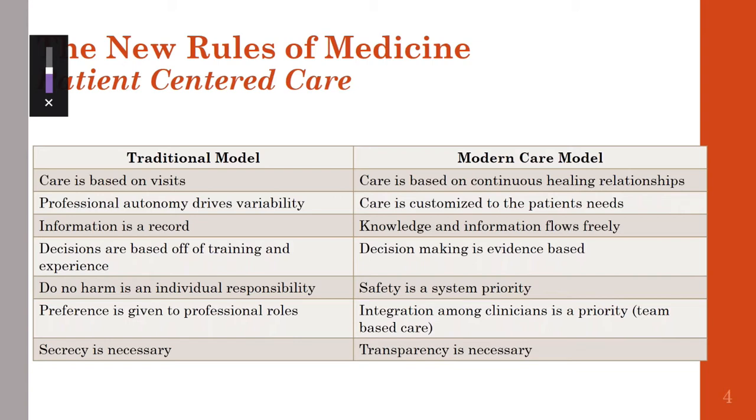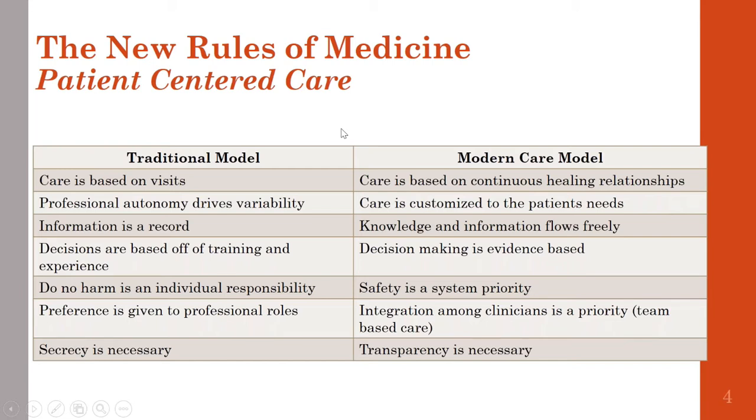We also look at traditional models and traditional rules as looking at the information that's collected in the hospital as a record, the record of care, and the hospital owns it, or the healthcare system owns it. And in a modern care model, we know that we desire for knowledge and information to flow freely through the system, and the patient owns their data. The patient owns what happens to the data, and the patient should have access to that data. The other thing that I just want to highlight on this slide is that in a traditional or old school way of doing things, preference is given to professional roles.